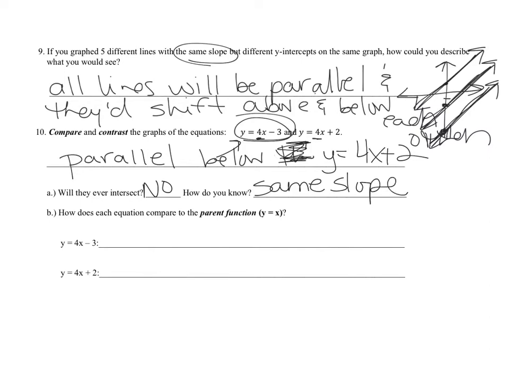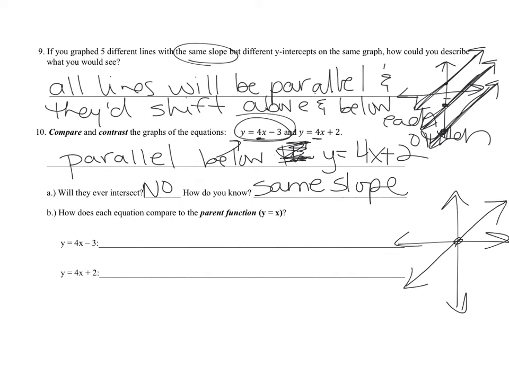So now the next question is saying, how does each equation compare to the parent function? Well, you're going to tell me two things. You're going to say something about the slope, right? Is it going to be steeper or less steep or flatter? Or is it going to be above the line or below the line, right? So the parent function, remember, is y equals x. That's going to be that line that goes right through the center.